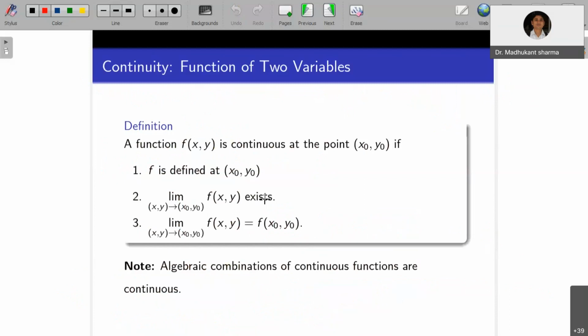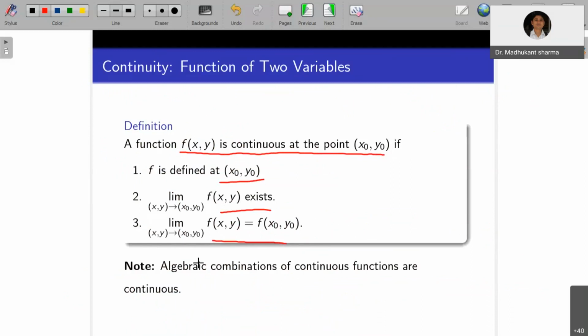Okay. So here is the definition. A function f is continuous at the point (x naught, y naught). I'm just giving you the simple version: if f is defined at that point, second, the limit exists at that point, and then the limit value should be equal to the function value.